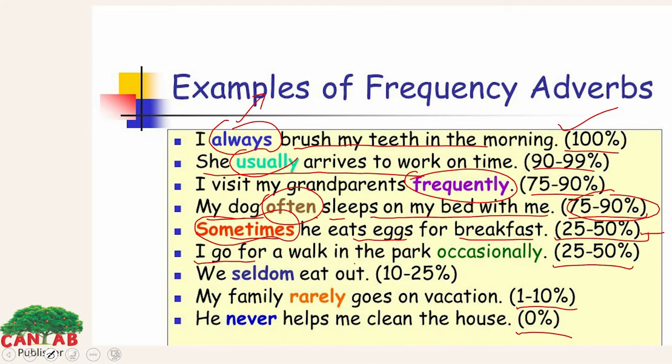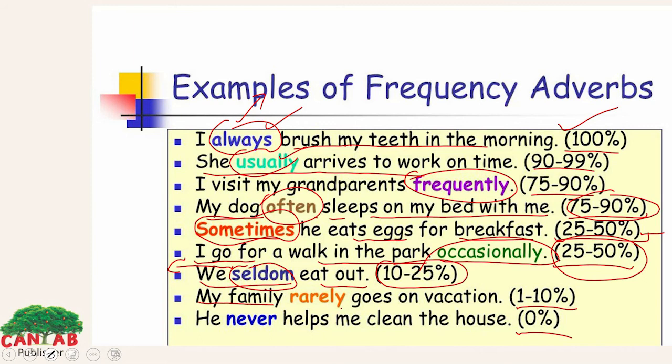I go for a walk in the park occasionally. कभी कभी मौसम अच्छा हो या exercise या walk करनी हो तो वो occasionally हो जाएगा, तो क्या हो गया? 25 to 50%. We seldom eat out. Seldom, बहुत कम. 10 to 25% here. आप देख सकते हैं जितने भी action यहां पर हुए हैं उसकी frequency बताई गई है percentage में, और ये adverbs of frequency हैं आपके. Always, usually, often, sometimes, frequently, occasionally, seldom.